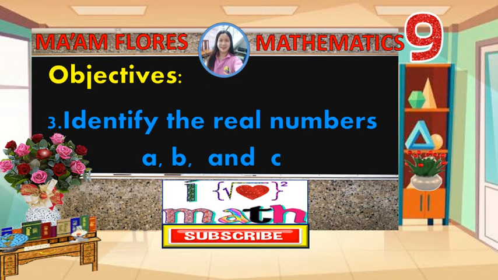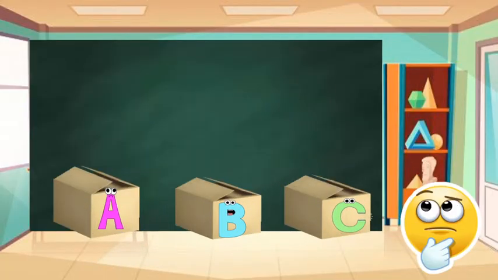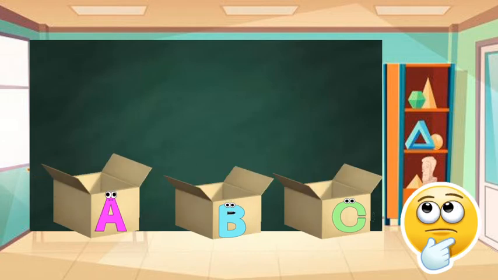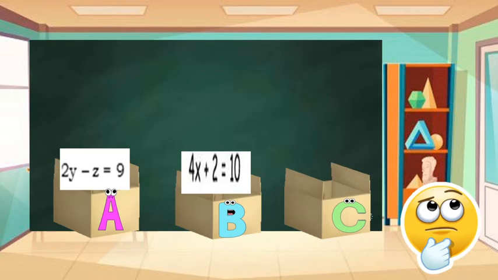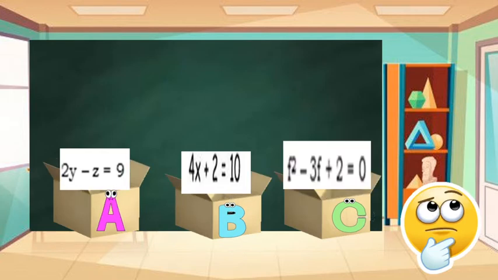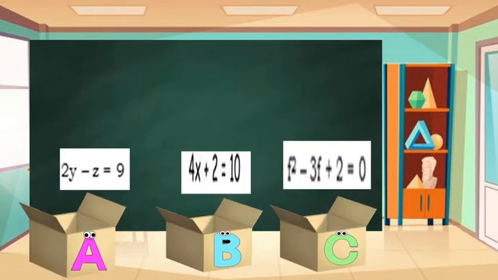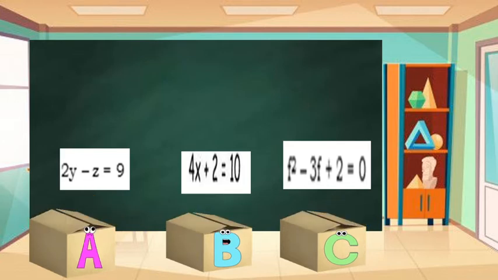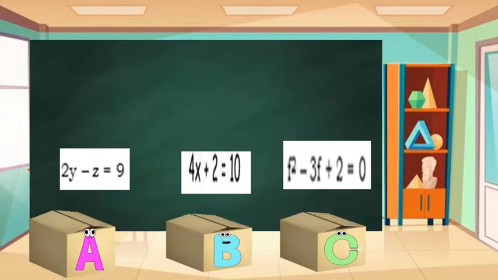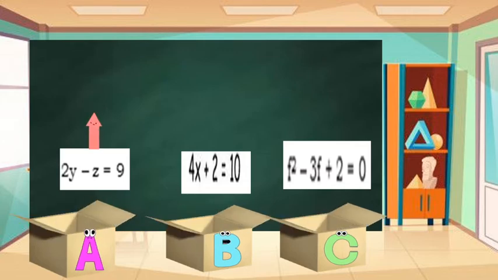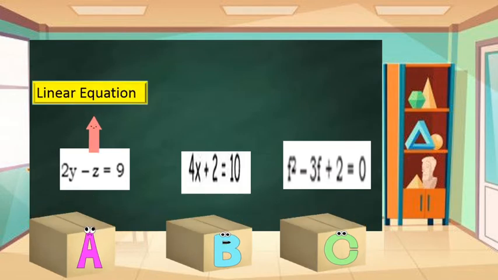When you were in grade 7, you must have learned about linear equations in one variable. And let us try to identify the differences between linear and quadratic equations. I have here 3 boxes having different samples of equations. And let us try to identify whether the equation is linear or not. The first box has the equation 2y minus z equals 9. Is it linear? Let us see if we were correct. The correct answer is linear equation.